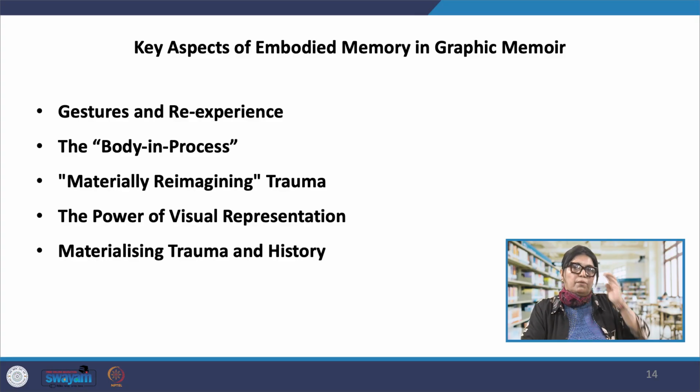Materially reimagining trauma: authors use the comics medium to break down and revisualize traumatic experiences, allowing for a different kind of processing compared to purely text-based memoirs. The power of visual representation: the unique semiotic nature of comics, combining image and text, allows for a visual depiction of the body's experience of illness or trauma, creating a powerful, often chaotic visual language of memory.